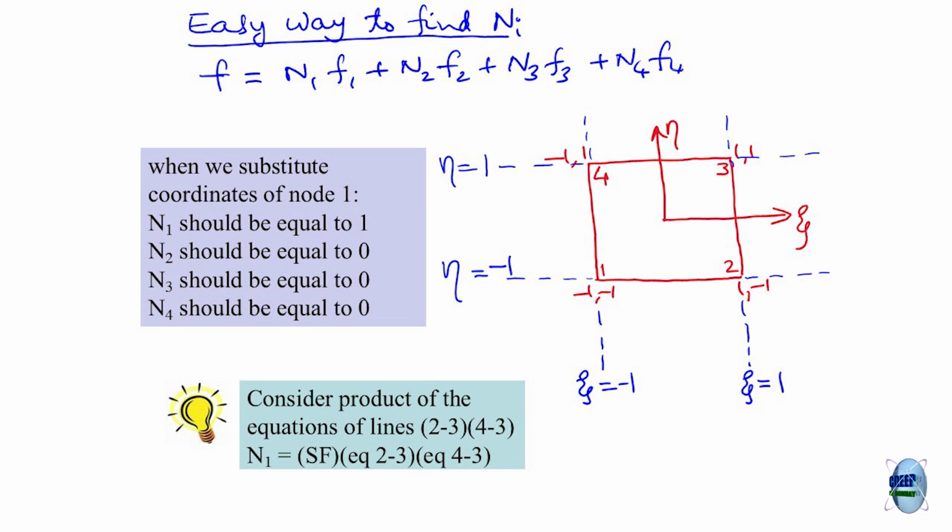What would be, when we substitute coordinates of node 1, N1 should be equal to 1, N2 should be 0, and so on, and vice versa for all the nodes. So, how do I write it down? By just looking at it. How do I get a function f of x? Let us first consider one dimension, just f of x.